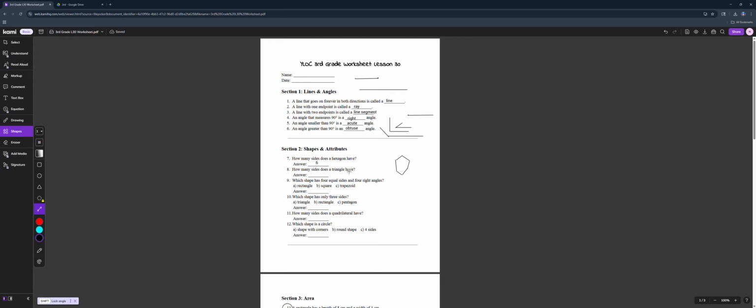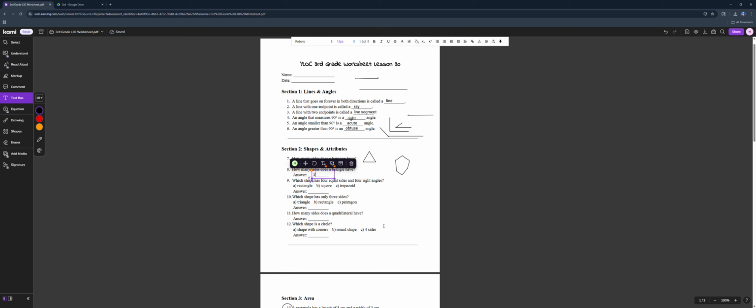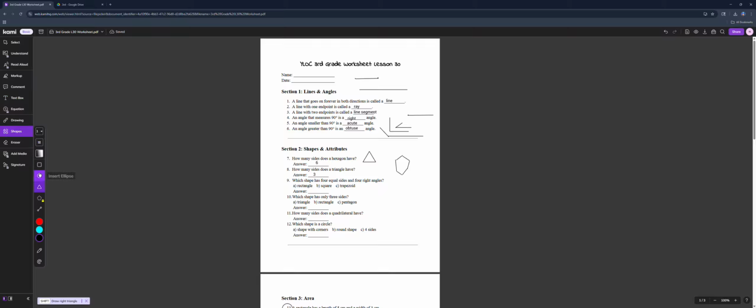Number 8, how many sides does a triangle have? Well, we have a triangle right here. It has 3 sides. Number 9, which shape has 4 equal sides and 4 right angles? That would be a square because each side is the same, unlike a rectangle where it's 2 long sides and 2 short sides.